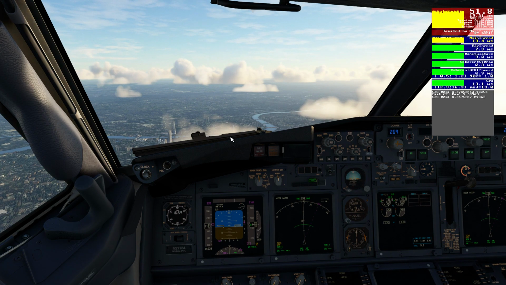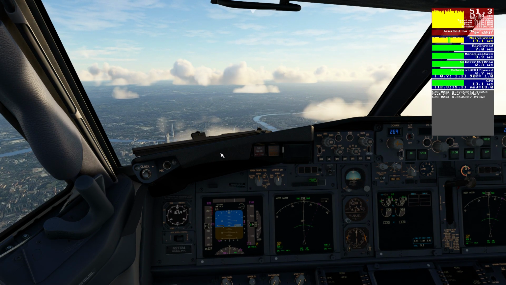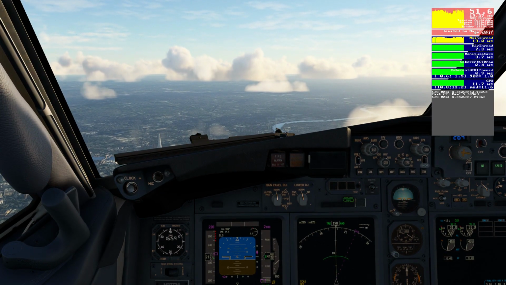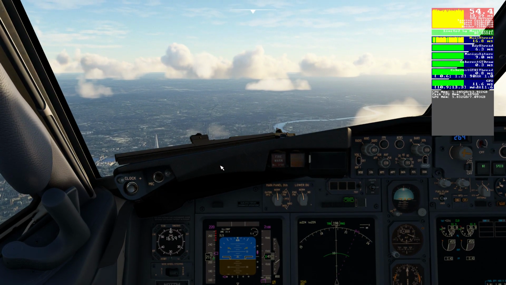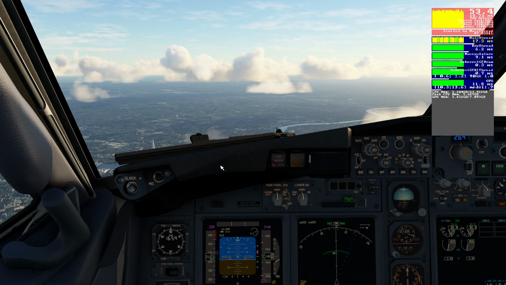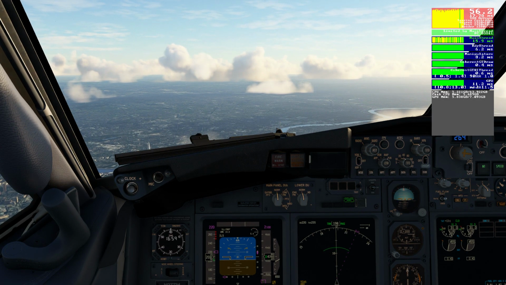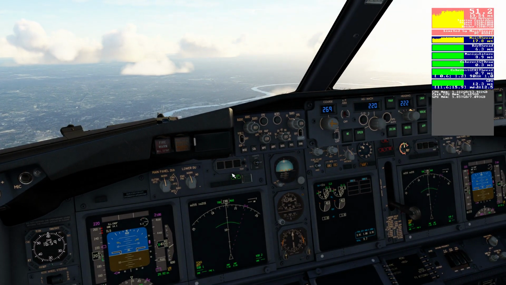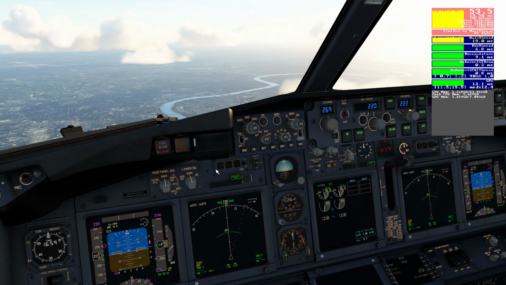Let's get some flaps out. But yeah, things are more blurry. That's for sure. Things are a lot more blurry. And I'm not... Oops, I didn't mean to do that. No, bring the gear back up. Did not mean to do that.